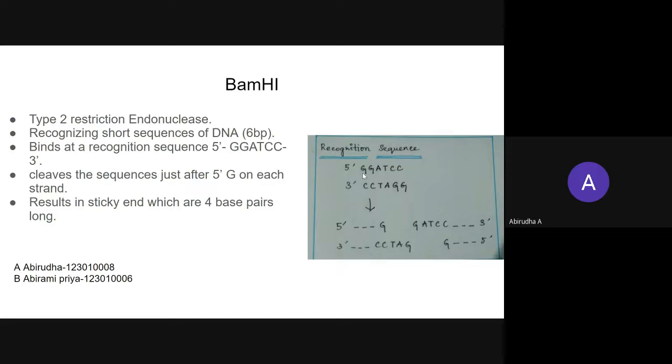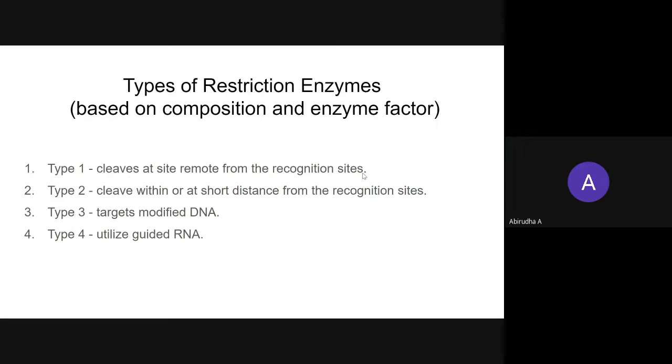Type 3. A group of endonucleases that recognize a non-palindromic sequence comprising two inversely oriented sites. Type 3 mostly targets modified DNA.